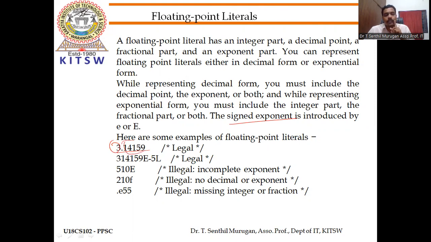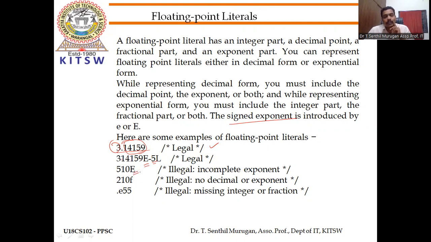This remainder part, a maximum of 6 digits it will take, that is legal. So here E is there, 314519, E minus 5L means 5 left side, dot 1, 2, 3, 4, 5. So 3.1459, that number it will take. So the remaining ones are incomplete.